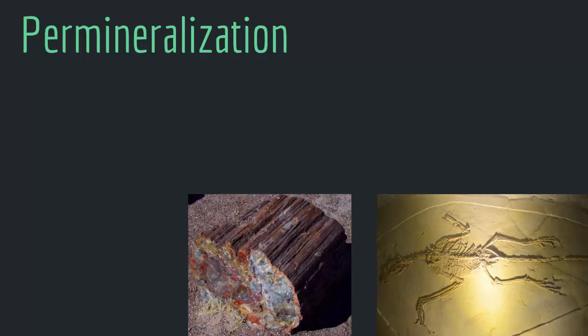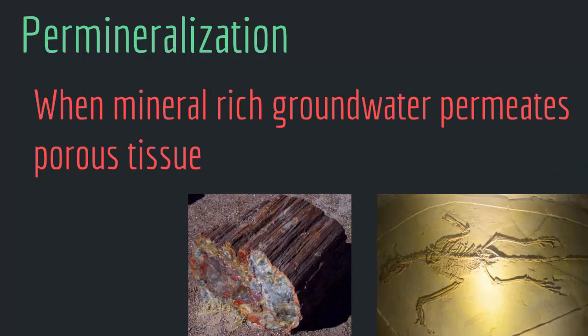The first one, permineralization, is when mineral-rich groundwater permeates porous tissue. Bones and wood and a lot of other organisms contain porous tissue. When mineral-rich water submerges and interacts with this kind of porous tissue, it will fill it and turn it into rock. For example, here we have an example of petrified wood. Precisely, petrify means something that has been turned from wood into stone. When mineral-rich water interacted with this piece of wood, it turned the porous tissue of the wood into rock. In this example, and generally, wood is turned into chert.